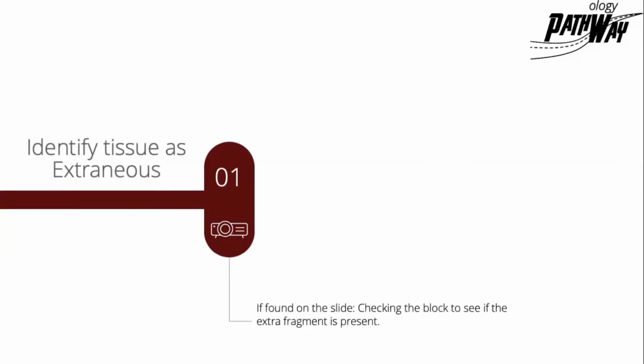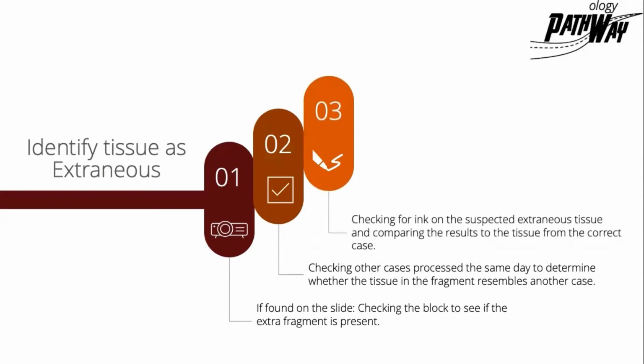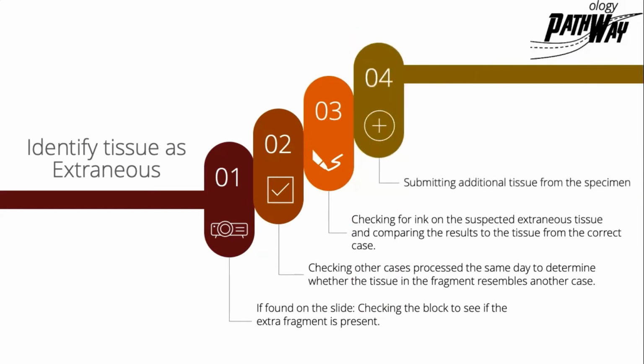So, here is how to identify tissues as extraneous tissue. Number one, if found on the slide, check the block to see if the extra fragment is present in the block or not. Number two, check other cases processed the same day to determine whether the tissue fragment resembles another case. Number three, check for ink on suspected extraneous tissue and compare the results to the tissue from the correct case. Number four, submit additional tissue from the specimen.